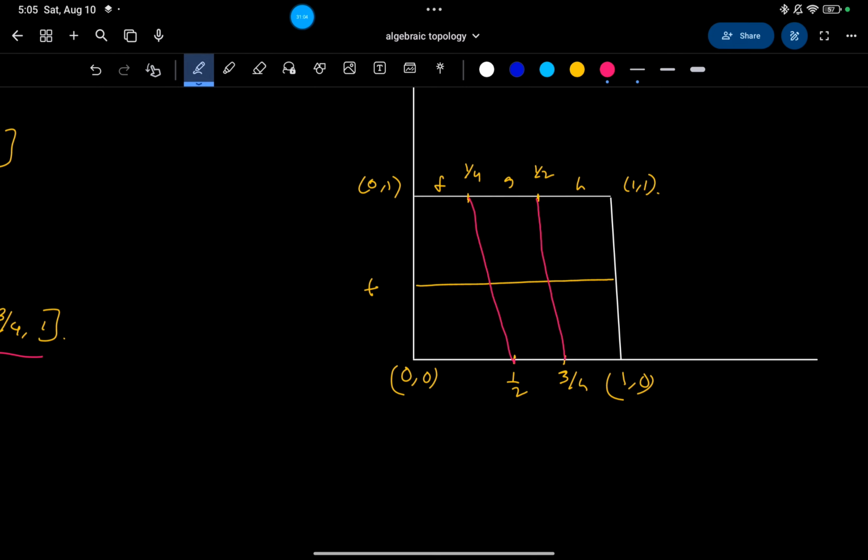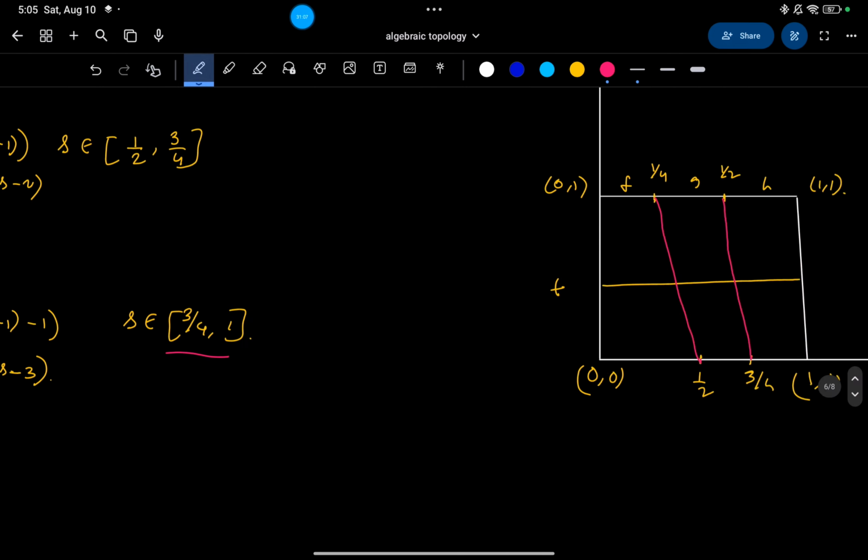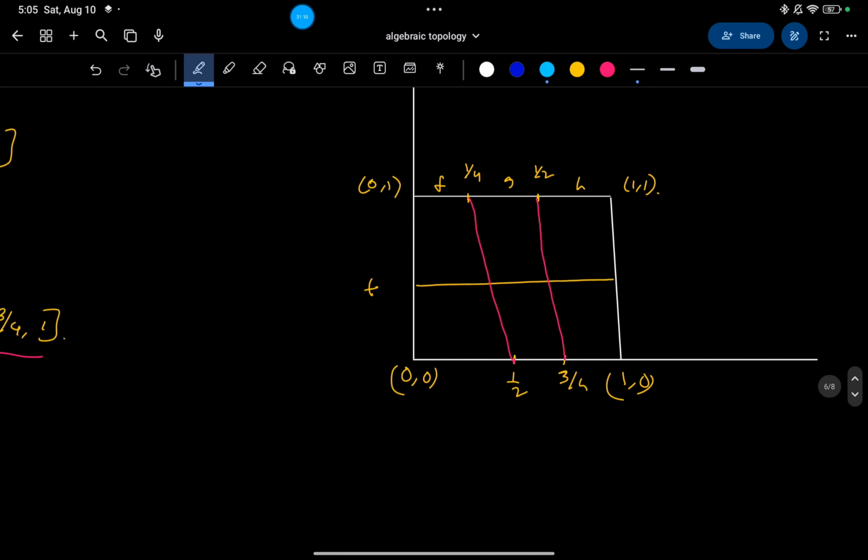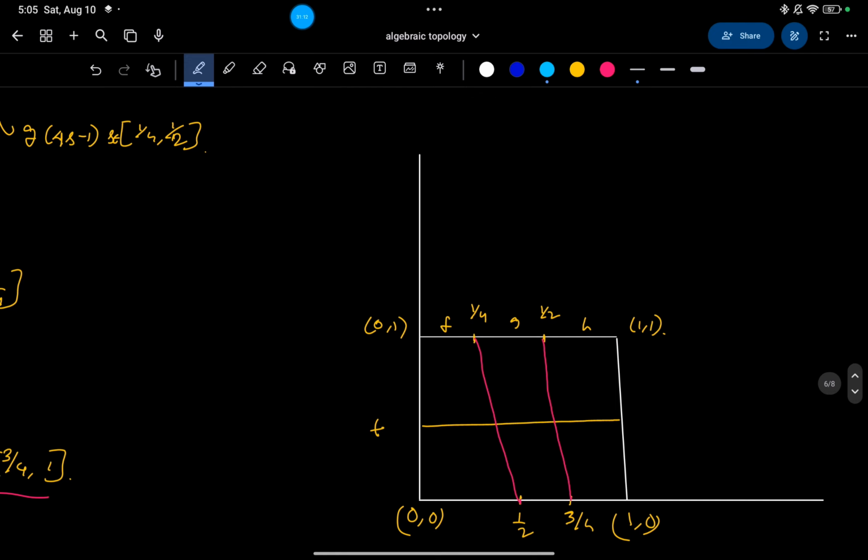Okay, so now H will be mapping. So now it is very easy to define from this aspect. So H is mapping from I cross I to X such that H of S comma T will act over F and G as well. So try to get the coordinates of these two points, which are nothing but S equals 2 minus T by 4, and S equals 3 minus T by 4.